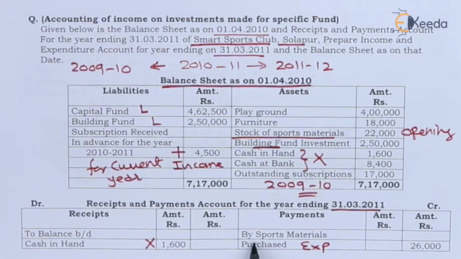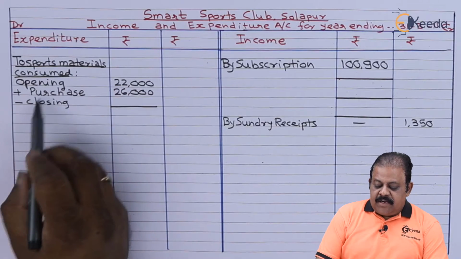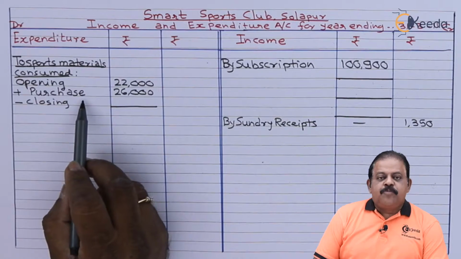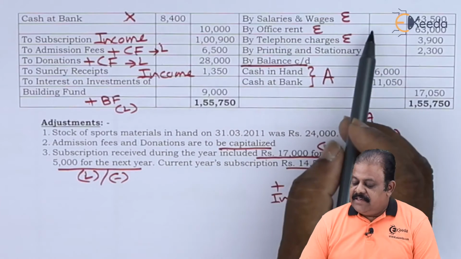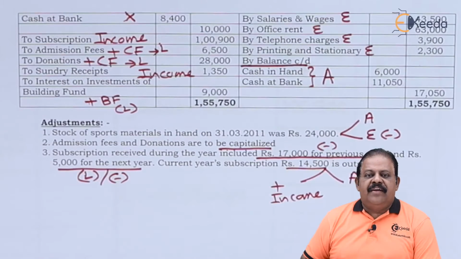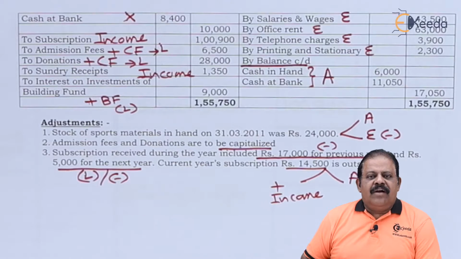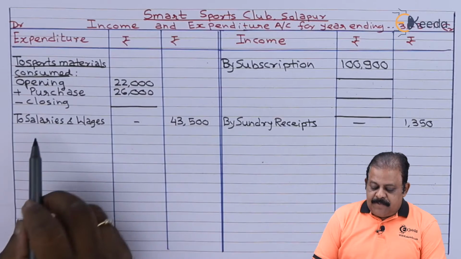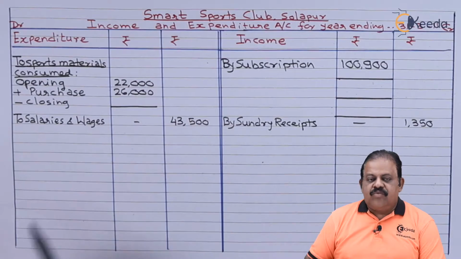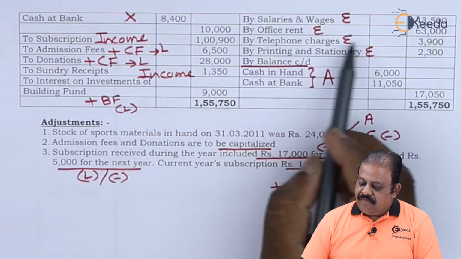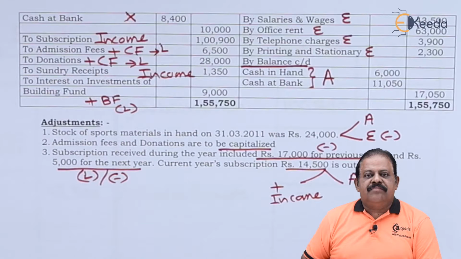First item we have sports material purchase 26,000. This will be recorded on expenditure side. Under the heading sports material consumed, purchase of sports material is recorded 26,000. Salaries and wages 43,500. This will be recorded as expenditure. On expenditure side, salaries and wages we have recorded 43,500.